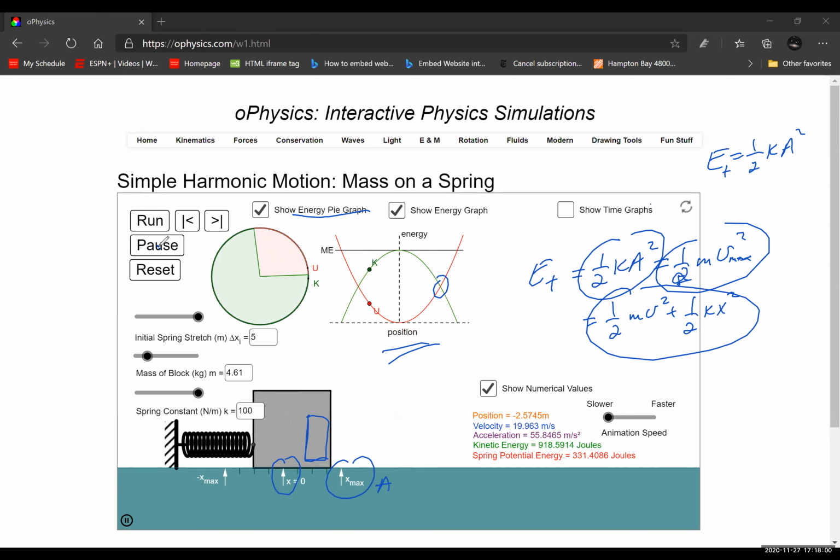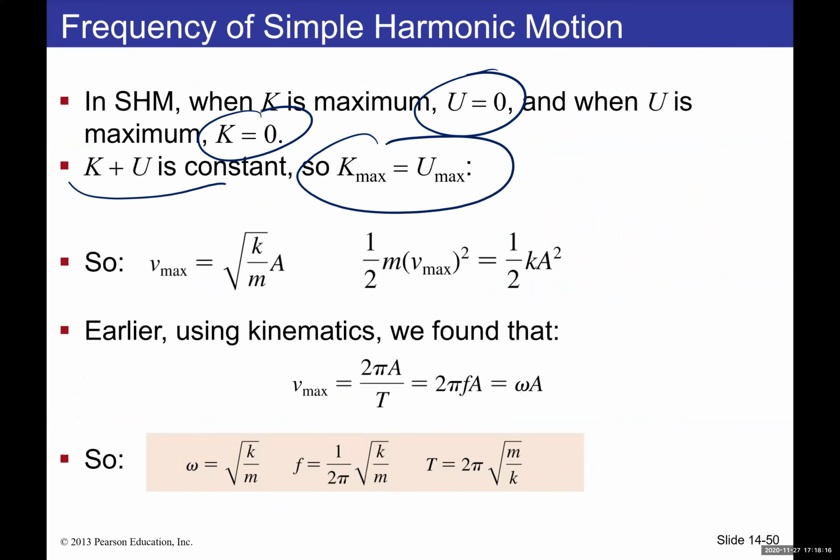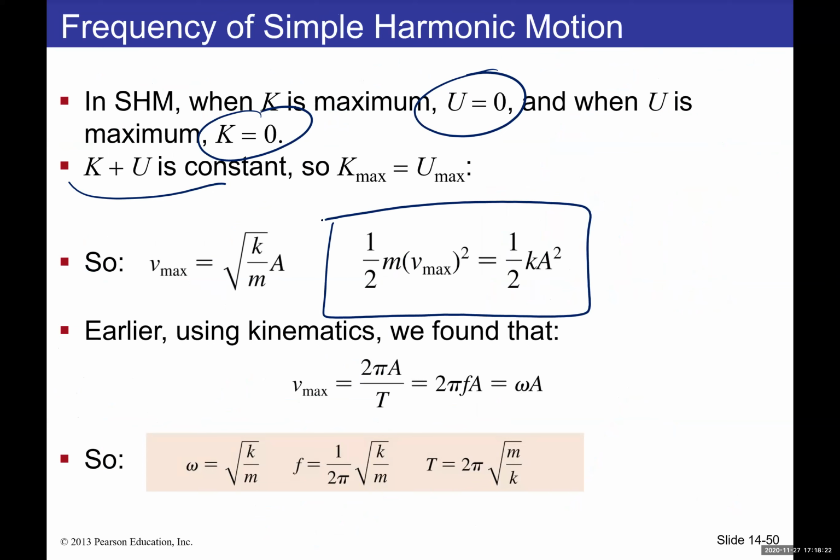All right. So when the kinetic energy is maximum, potential is zero, and when the potential is maximum, kinetic is zero, right? So then K plus U is constant. So we can again say this: K max equals U max.